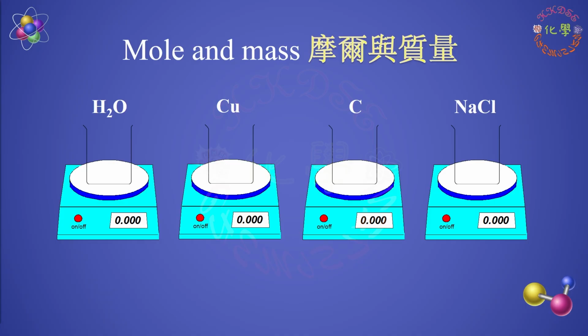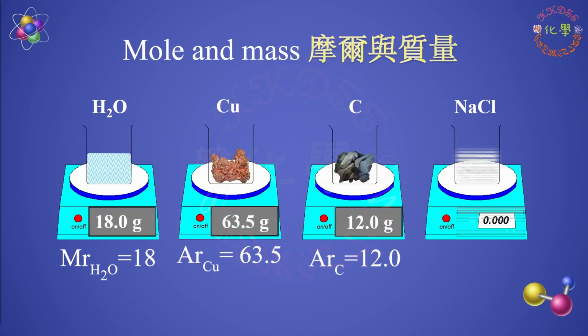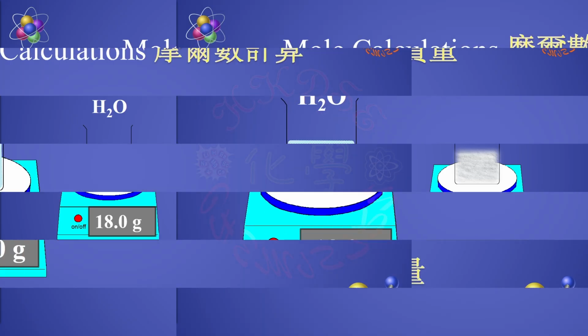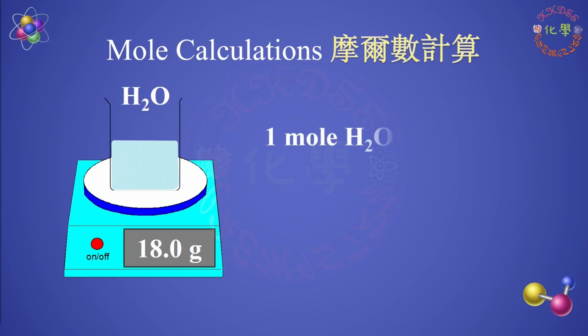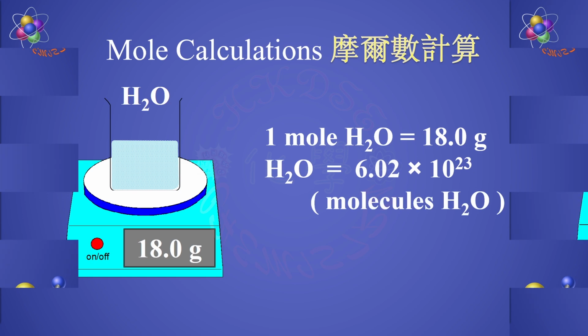1 mole of any compound will have a mass that is numerically equal to its molecular mass or formula mass, and expressed in units of grams. This mass is also called the molar mass. 1 mole of water molecules, H2O, is equal to 18.0 grams, and contains 6.02 times 10 to the power of 23 water molecules of H2O.